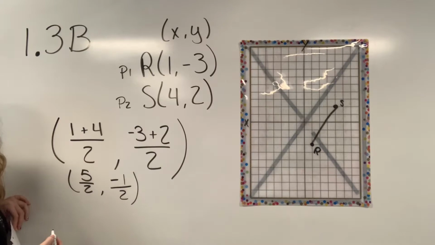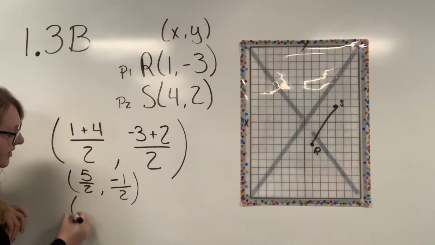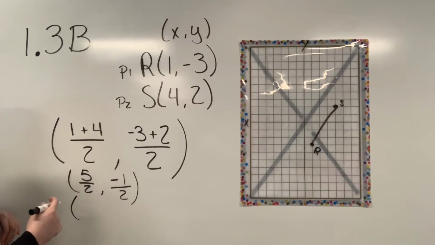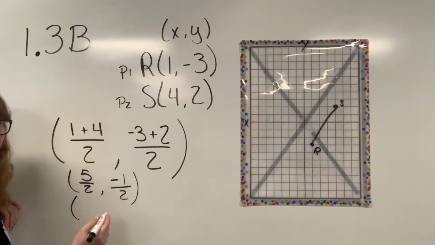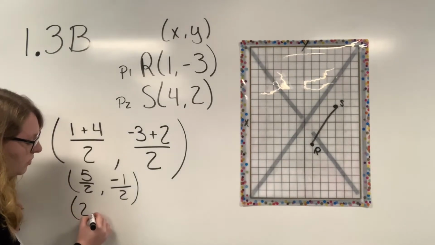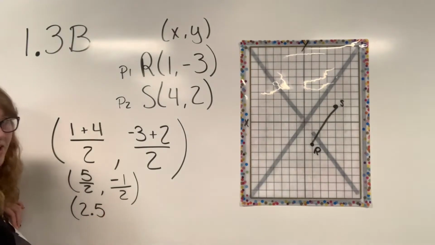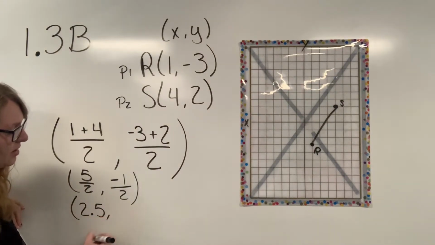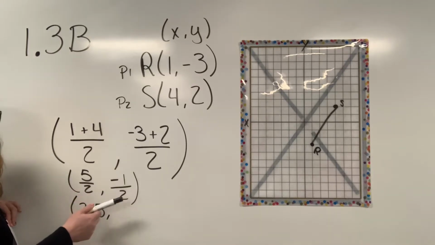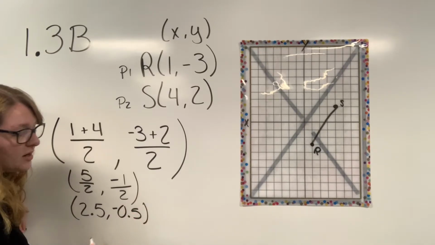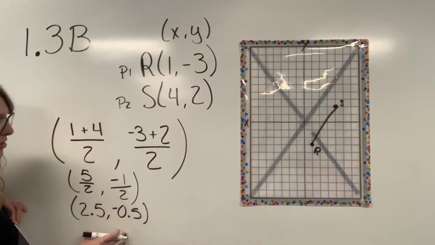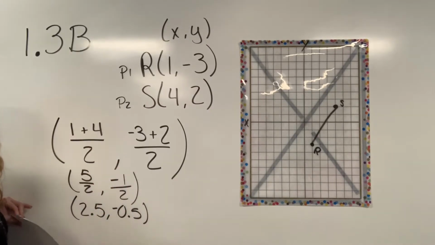divided by 2. Okay? Now I'm going to convert these to decimals so that we can better imagine what they look like. But if you want to keep these as fractions, that's okay. 5 divided by 2, and we can put that in a calculator, comes out as 2.5. Okay? Comma, -1 divided by 2 gives you a -0.5. Now that we have our midpoint, let's graph it, okay?